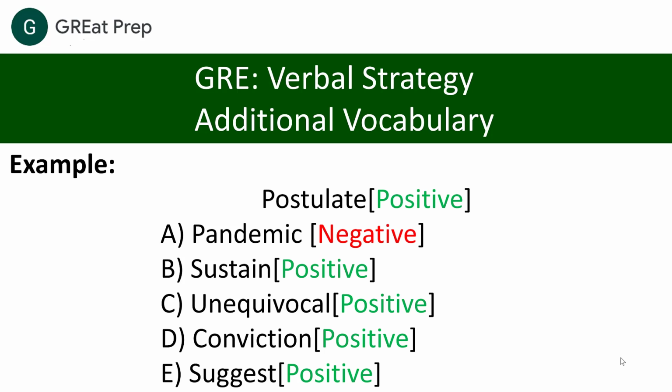And within answers B to E, you now need to focus on strategy 4, which is the extent or the degree. Now, conviction sounds to be very strong. The degree seems to be very high. You can postulate something with conviction, but that is not necessary. In this context, postulate seems to be of a medium degree, and therefore the word suggest seems to be the closest in degree to the word postulate, and therefore answer choice E is the correct answer.